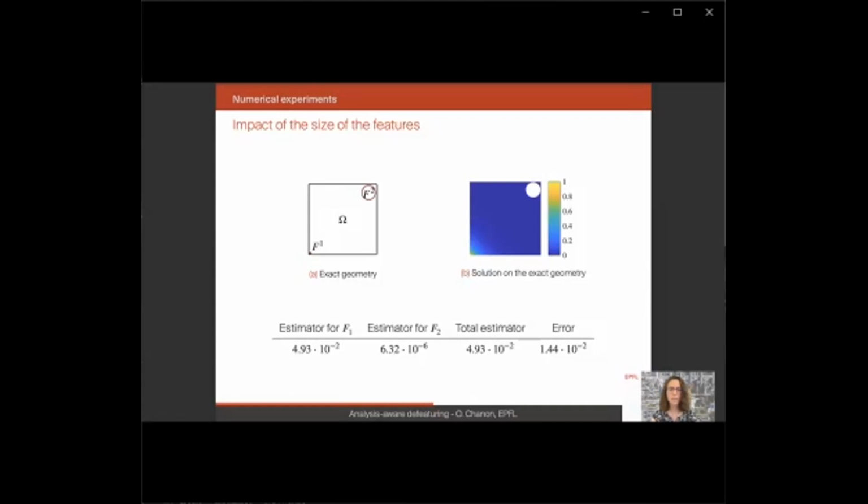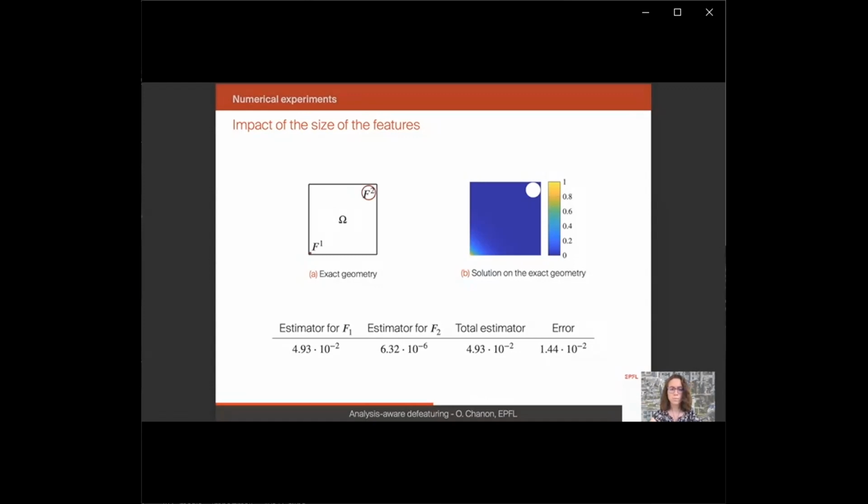This solution has a very high gradient near F1, while it is almost constantly 0 near F2. Therefore, one can expect the presence of F1 to be more important than the presence of F2 with respect to the solution accuracy. And this, even if F1 is notably smaller than F2. We can see in the table that this is indeed the case.